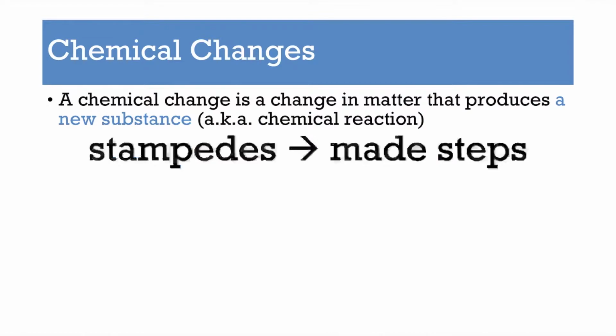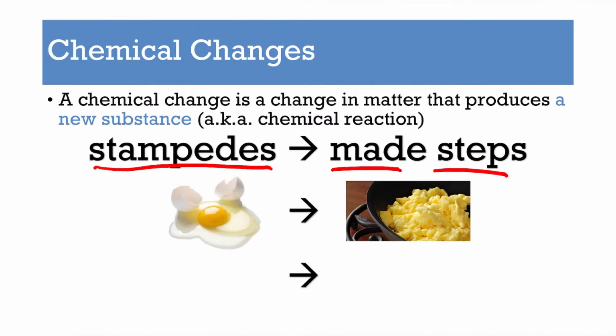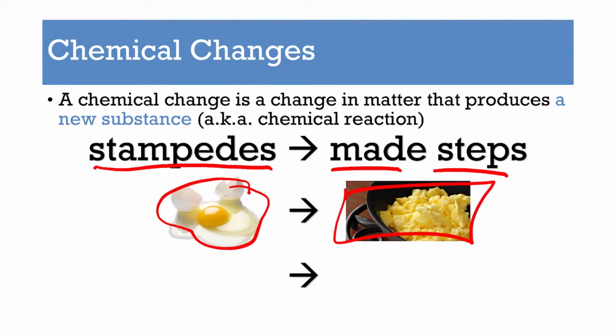In the physical change, we took the word stampedes and we changed the font. It was still the word stampedes. But now, if a chemical reaction is happening, we're going to take apart those letters and rearrange them in a different way to form two brand new words. So a new substance is made. Made steps is no longer stampedes. If we're looking at eggs, we're taking this cracked egg and turning it into scrambled eggs. The chemical properties of the wet egg and the scrambled egg are now completely different.